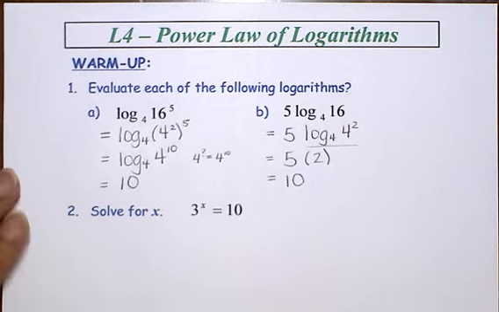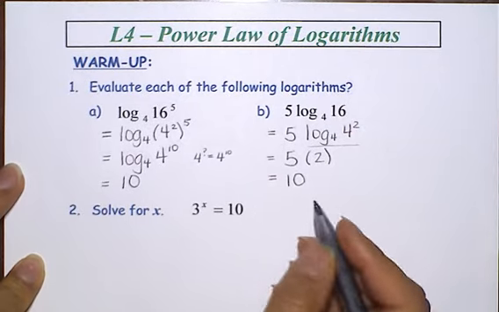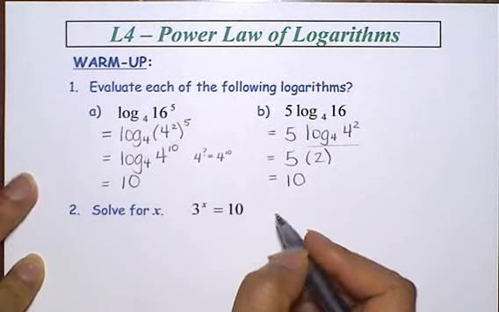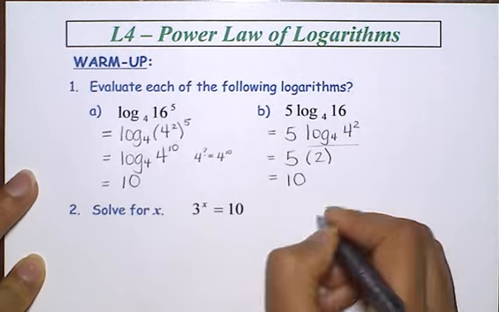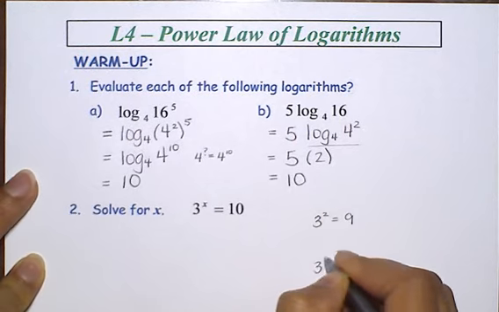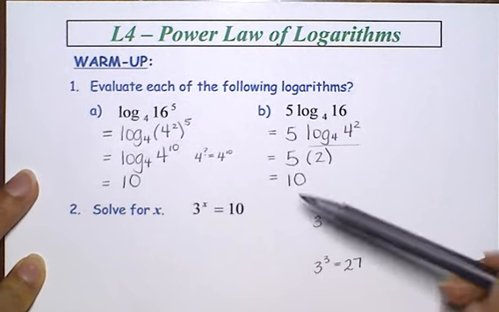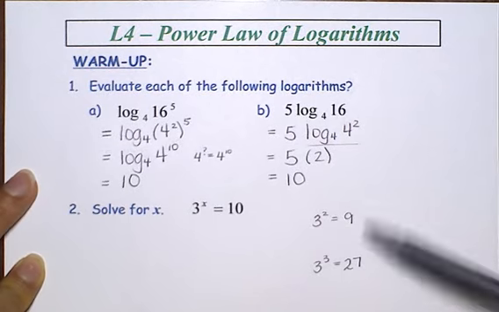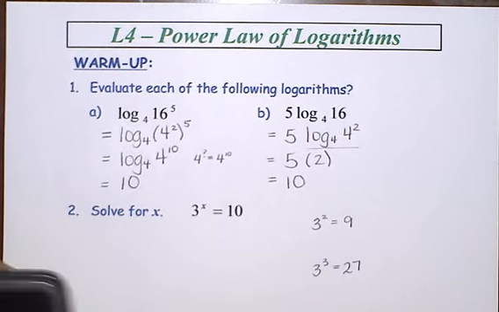Now, question number 2 is a little bit different. You're asked to solve for x. When you are trying to solve for x, and we're going to look at another way of doing this question later on in the lesson, right now all I can do is trial and error. And I know that 3 to the exponent 2 gives me an answer of 9, and 3 to the exponent 3 gives me an answer of 27. So, knowing that the answer I'm looking for is 10, and 9 is much closer to 10 than 27 is, I can try to use my calculator and play around a little bit to solve for x.